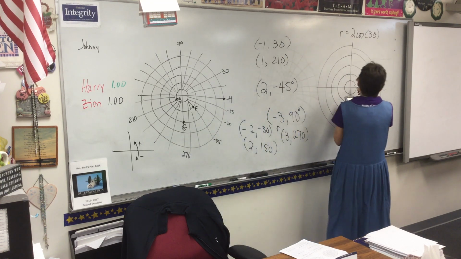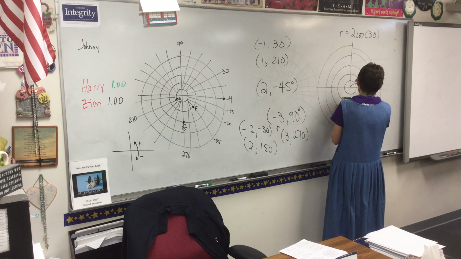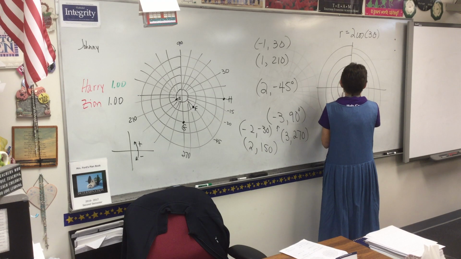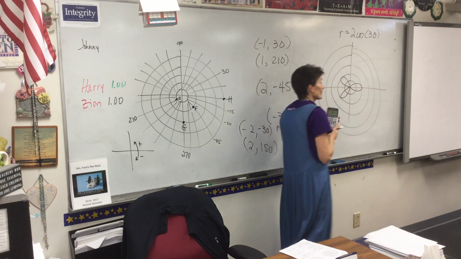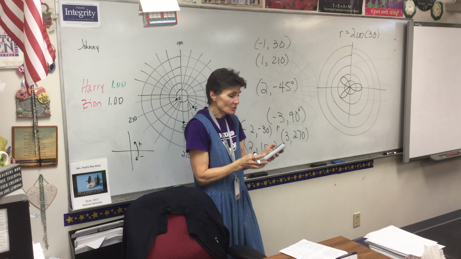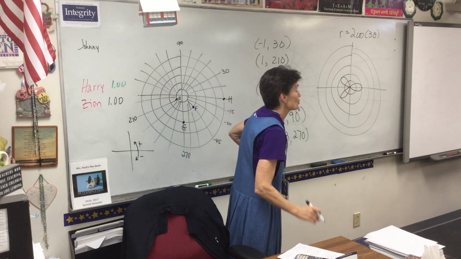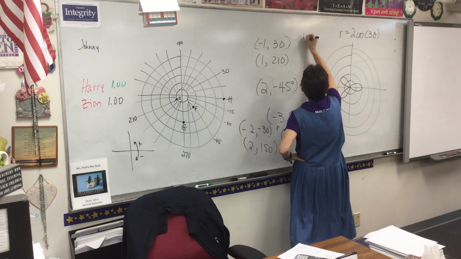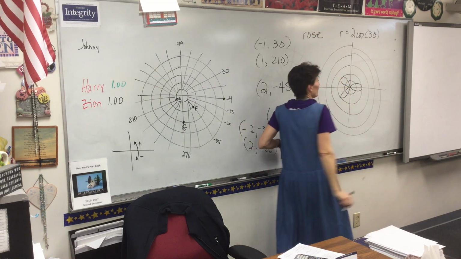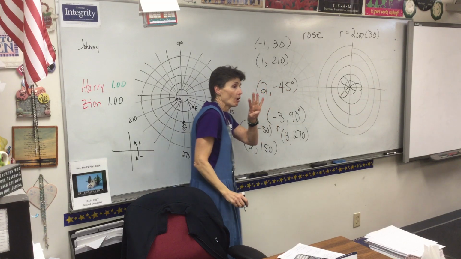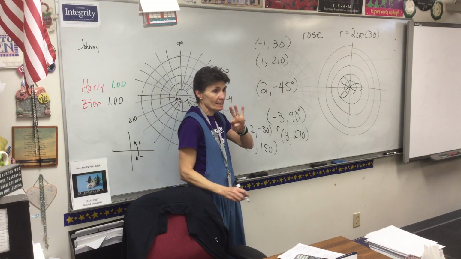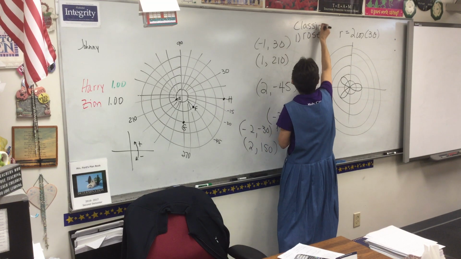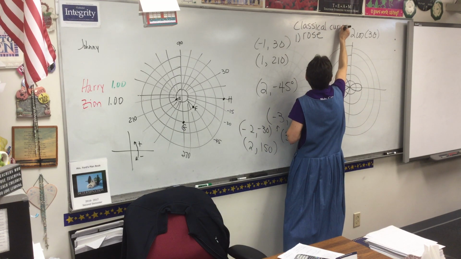And you should have gotten a picture that looked like this. That is called, it's actually called a rose. That is called a rose. It is one of the classical curves. There are 4 that we are going to study, and the first one is called the rose, the classical curves.